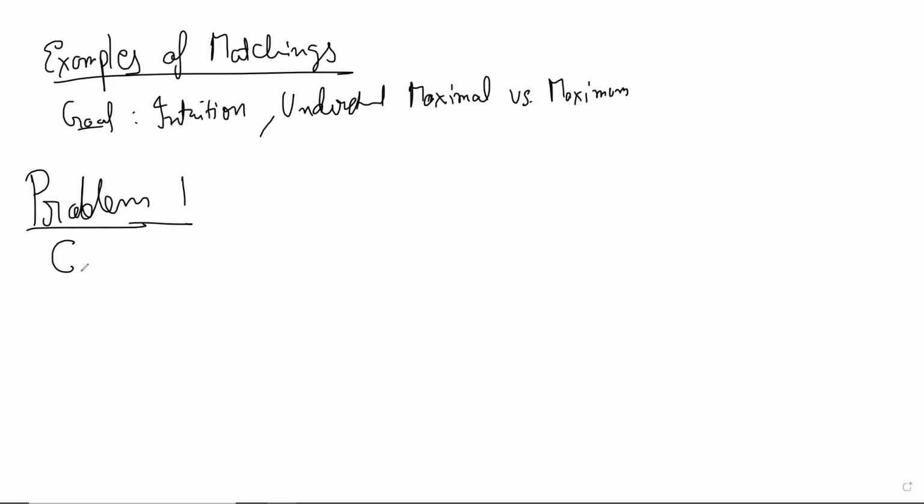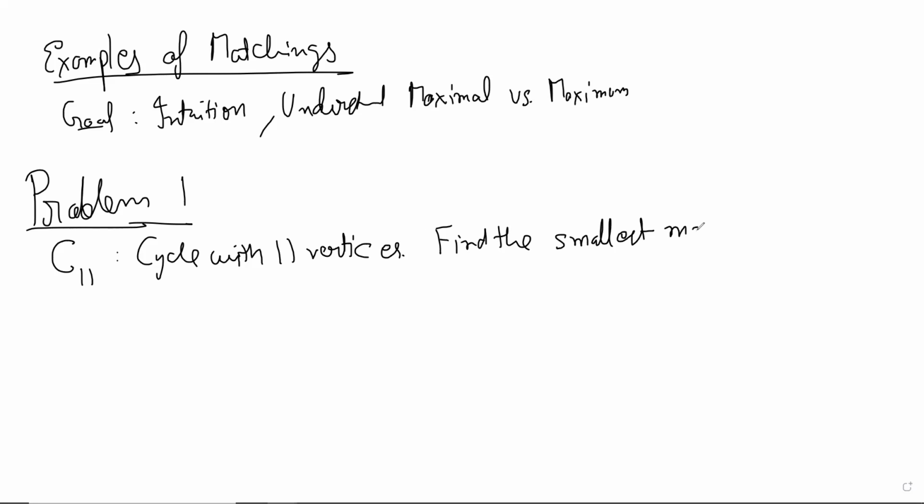Let's take this C11. Okay, so C11 is basically a cycle with 11 vertices. The question is, find the smallest maximal matching. So how bad can a maximal matching be?